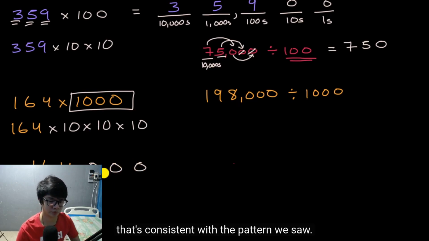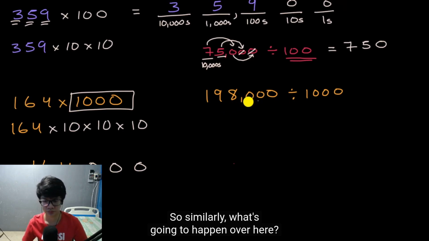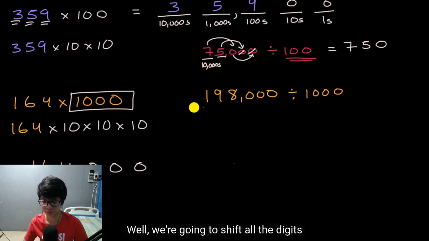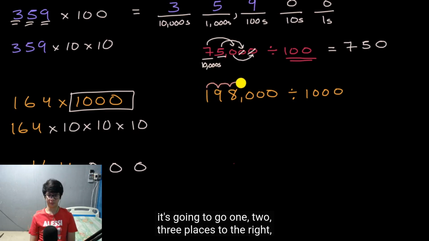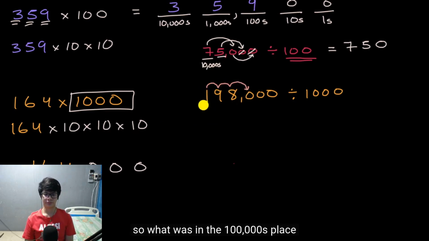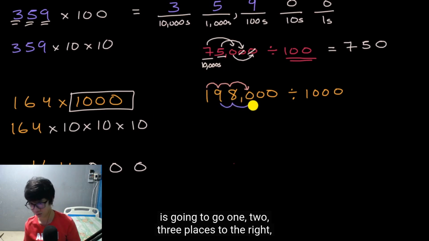And once again, that's consistent with the pattern we saw. We've added 3 zeros to the right of this number. So similarly, what's going to happen over here? Well, we're going to shift all the digits 3 places to the right. So the 1, it's going to go 1, 2, 3 places to the right. So what was in the 100,000s place is going to go into the hundreds place. What was in the 10,000s place is going to go 1, 2, 3 places to the right.